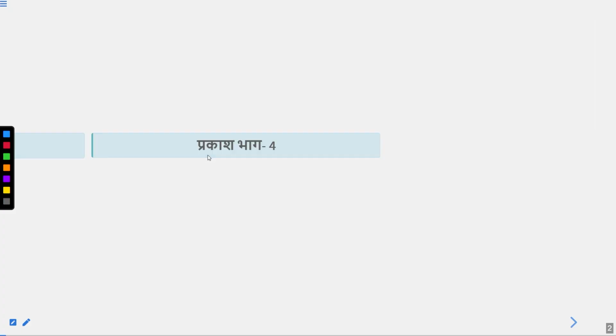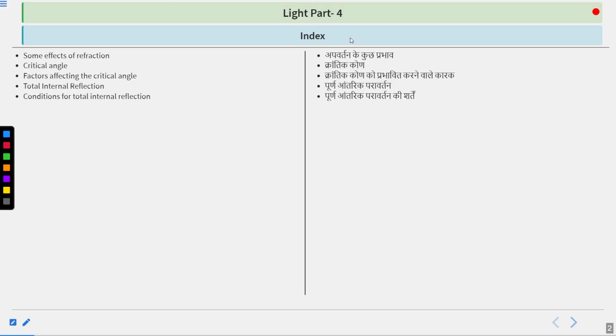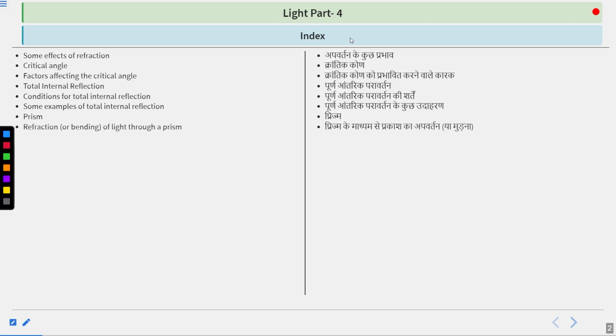Okay, so here is the index. Here we are going to talk about some effects of refraction, critical angle, factors affecting the critical angle, total internal reflection, conditions for total internal reflection, some examples of total internal reflection, prism, refraction or bending of light through a prism, and factors affecting the angle of deviation.